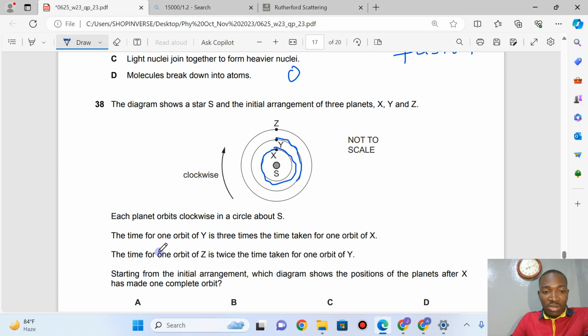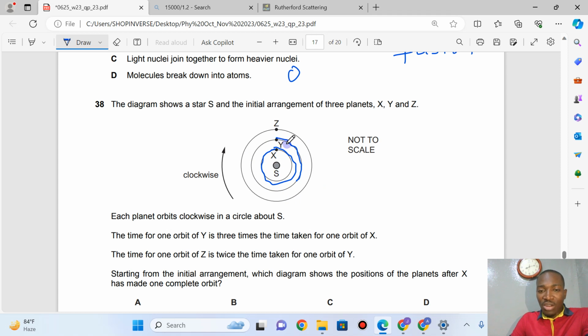Then the time for one orbit of Z is twice the time for one orbit of Y. What does that mean? That means if Y goes round once, Z would have just gone to half, because the time taken for Z to go once is twice the time taken for Y to go once. So for Z to go once, Y must go round twice. Are you with me? So if Y goes round once, Z would have just gone up to half.